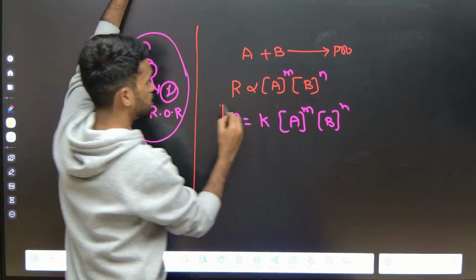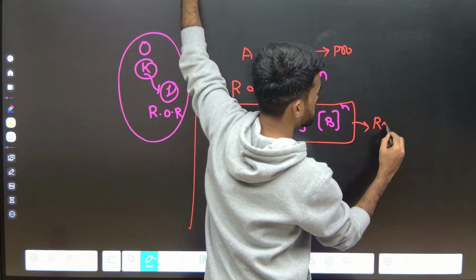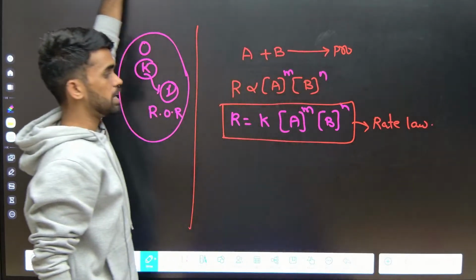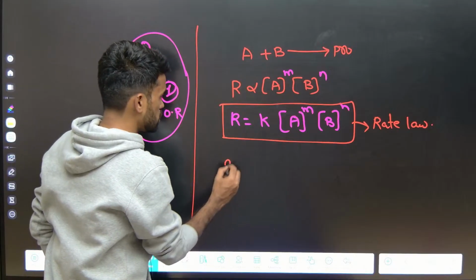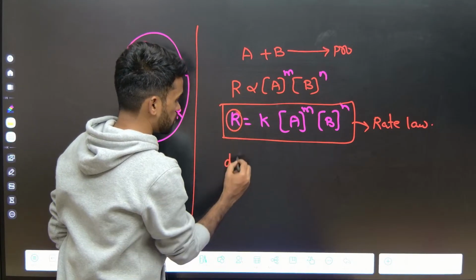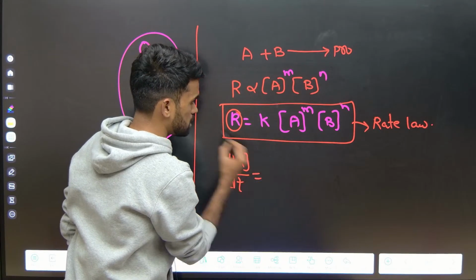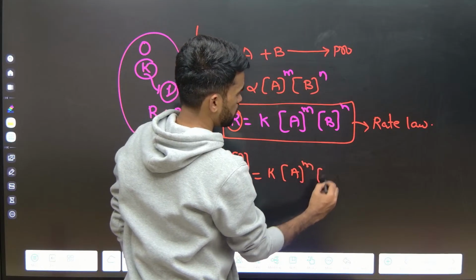This thing which we are writing here is called the rate law, or rate equation. Rate law means the change in concentration of reactants and products with respect to time, like this we are saying now. This is nothing but K, A power M, B power N, we are writing.